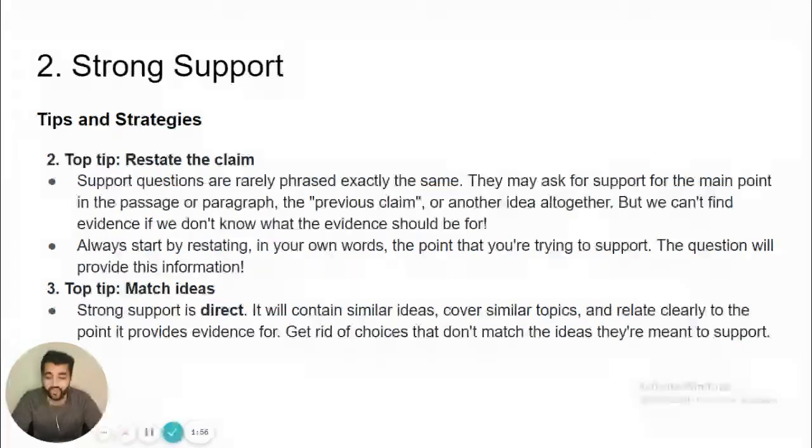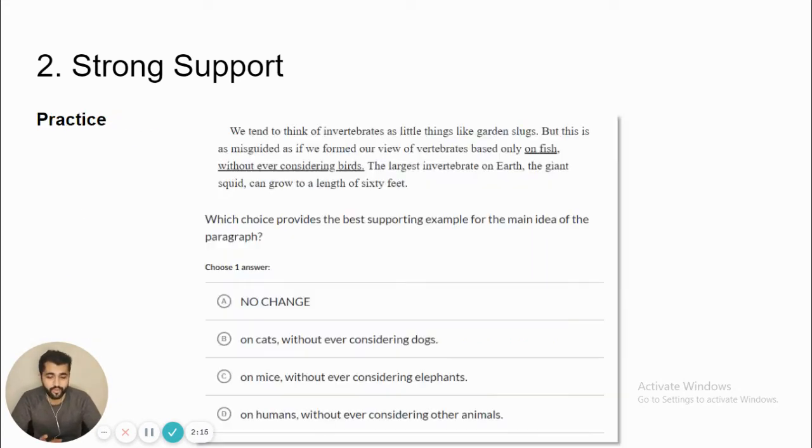Number three, match ideas. Strong support is direct. It will contain similar ideas, cover similar topics, and relate clearly to the point it provides evidence for. Get rid of the choices that don't match the ideas they're meant to support. So, in the next slide, we will have a look at a sample passage and question, and we will use these tips and tricks to solve it.